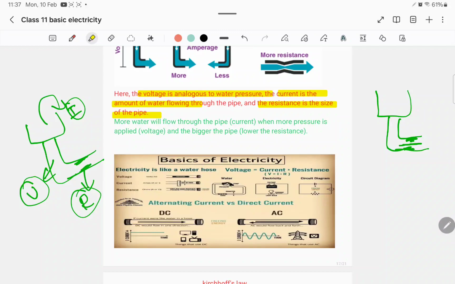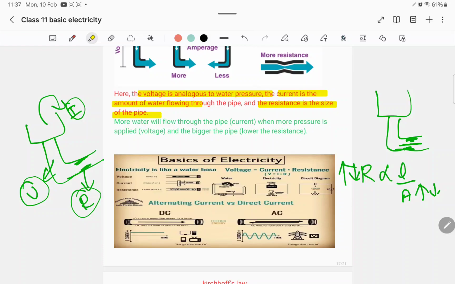More water will flow through the pipe where more pressure is applied. Bigger the pipe, lower the resistance. I already told you, R is proportional to L by A. If the area is more, resistance is less. If the area is less, resistance is more. So we are comparing this to a water analogy because we can't see the electron.